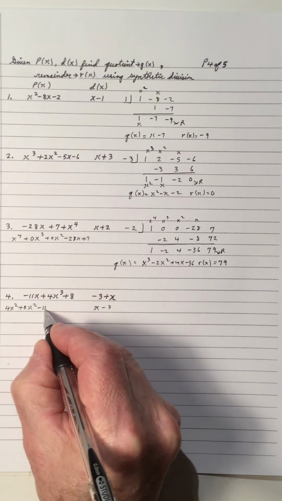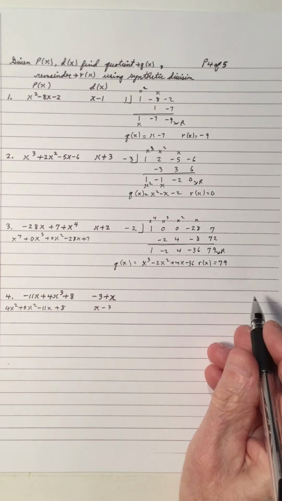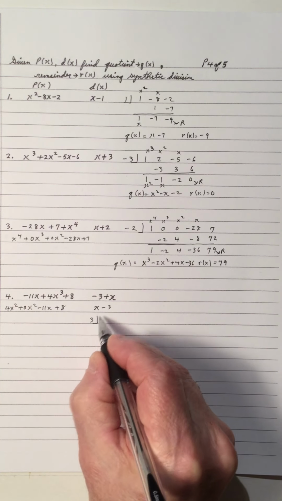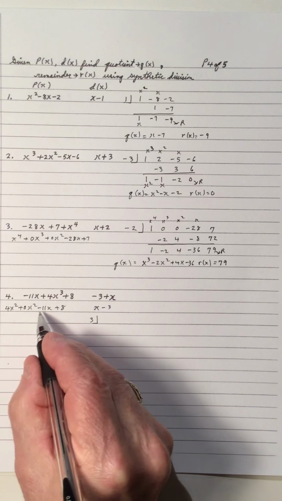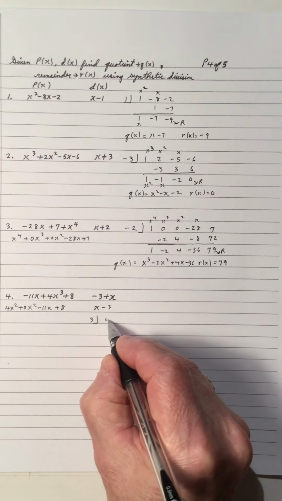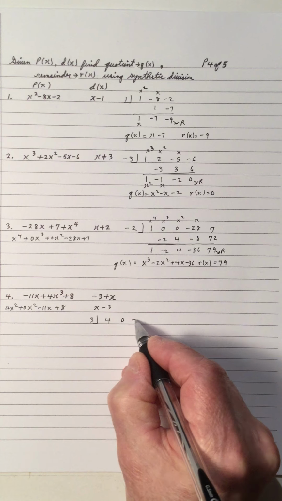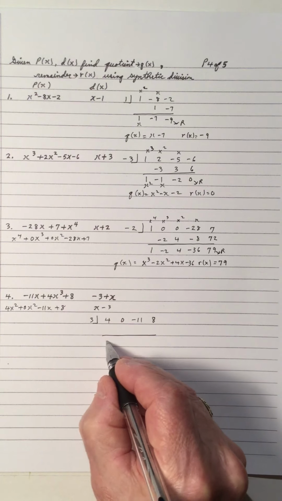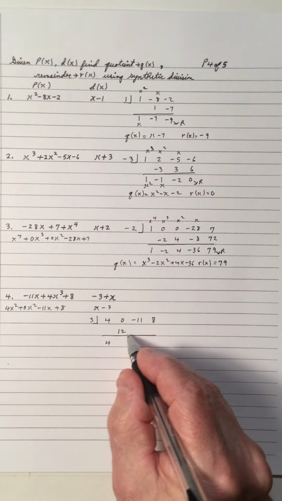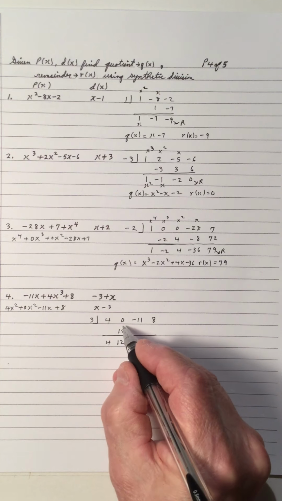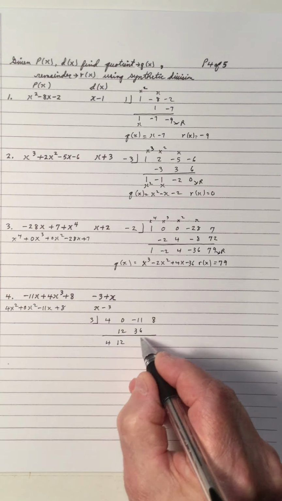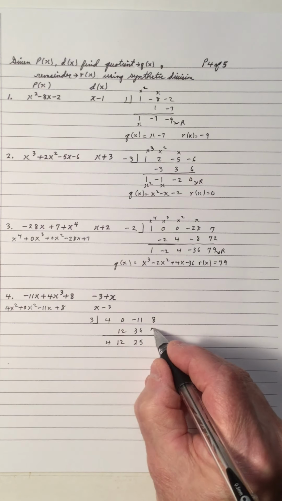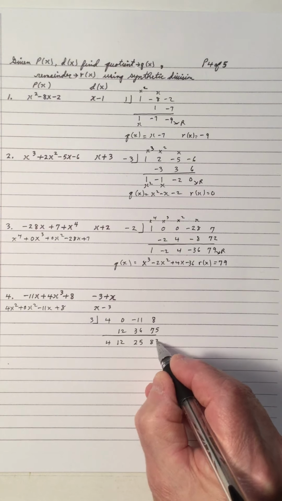There's an x cubed minus 11x plus 8. So when I do the synthetic division here, I have 3, which is the opposite, and I have a 4, 0, negative 11, 8. So 4, 0, negative 11, 8. Draw a line, bring down your 4, multiply, you get a 12. Add, you get a 12. Multiply, 36. Add, you get 25. Multiply, 75. Add, you get 83.